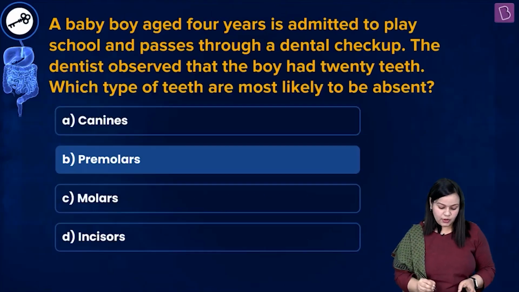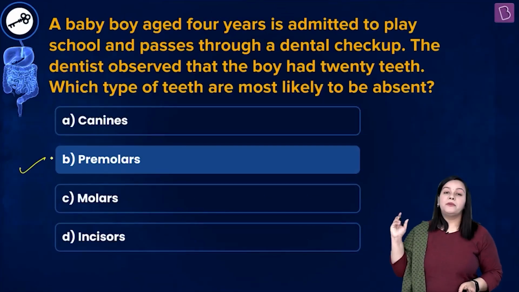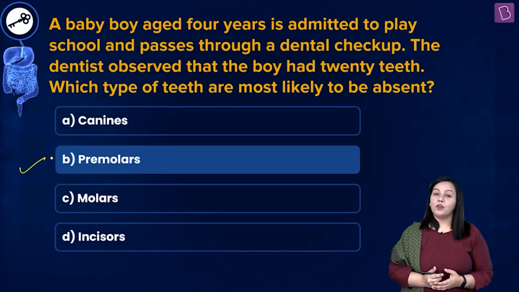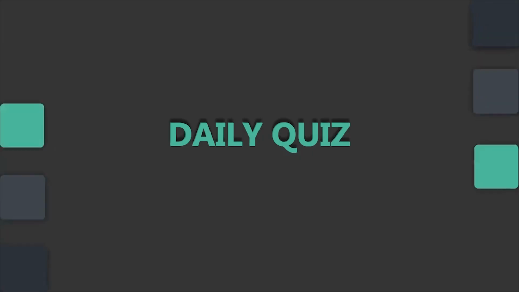So for this given question, what is going to be the right answer? Premolars are the ones that are going to be absent in this 4-year-old boy. I hope you all got that question correct.